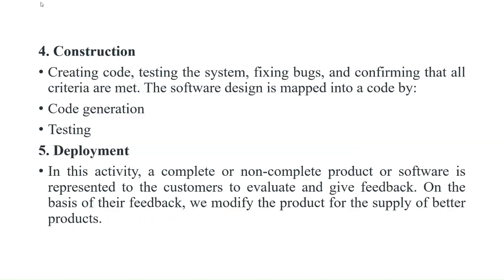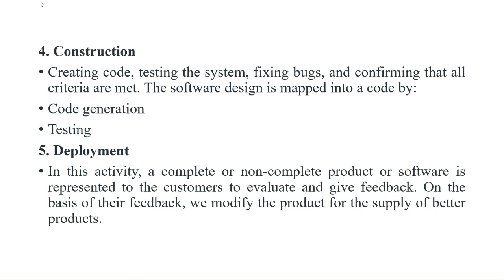Coming to the next one, construction. In the construction phase, we are writing the code and testing the system. If we write the code, we have to debug it. In debugging, if we find any errors, we have to fix those errors also, and we have to test that code. There should be no bugs or no errors found. In such a way we have to write the code.